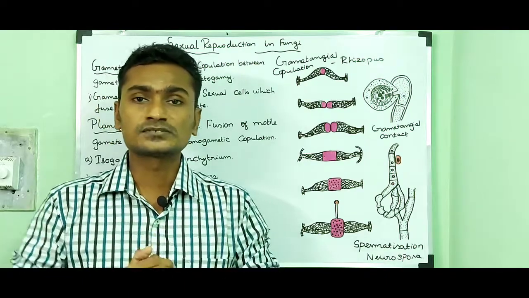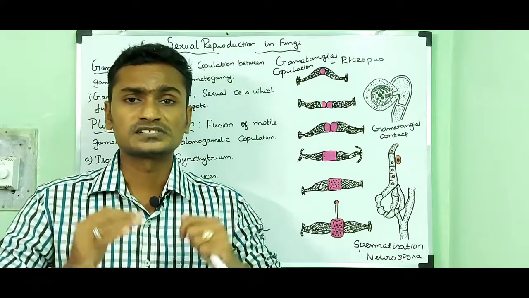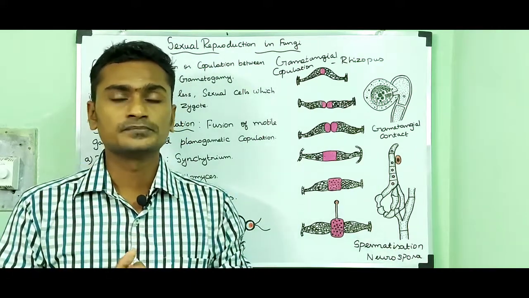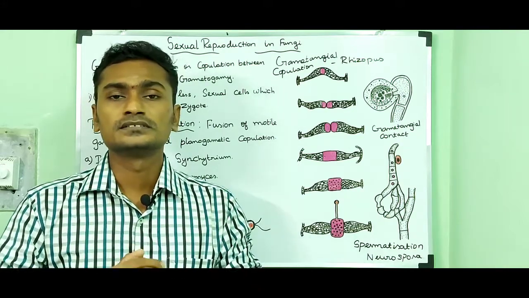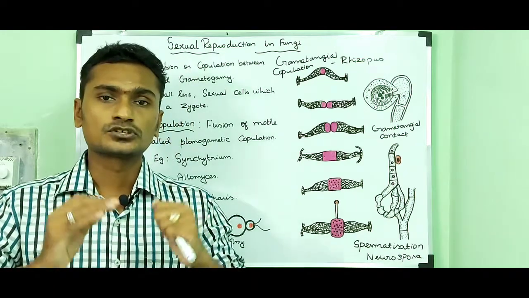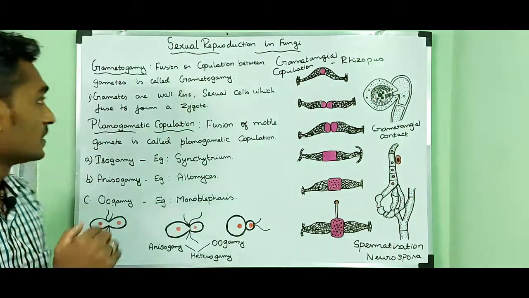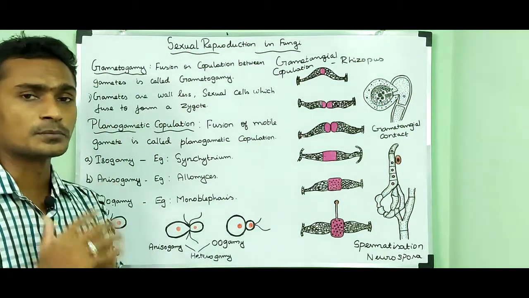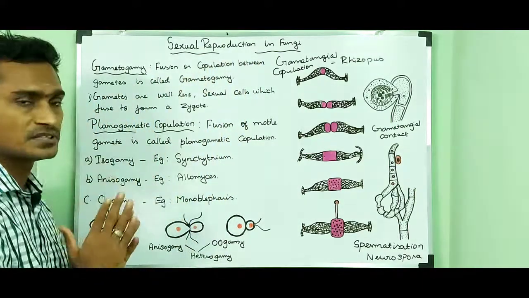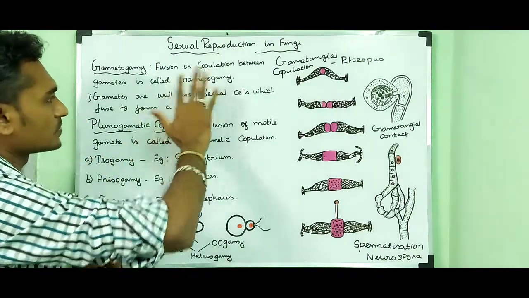So this is how sexual reproduction takes place in fungi, and there are different types of sexual reproduction in fungi. They are planogametic copulation, then gametangial contact, then gametangial copulation, then spermatization, then somatogamy. So first I am going to tell about gametogamy. What is called gametogamy? Fusion or copulation between gametes is called gametogamy.